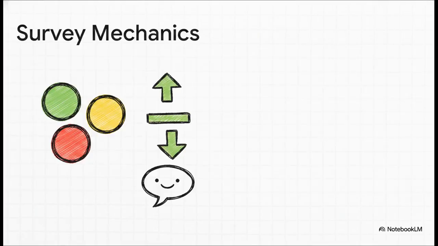Actually taking this survey is incredibly low friction for your team members. They simply read those good and bad descriptions we just talked about. Then they select green, yellow, or red based on their gut feeling. But here is the real secret sauce. They also choose a trend direction. Is this specific area improving, stable, or declining?